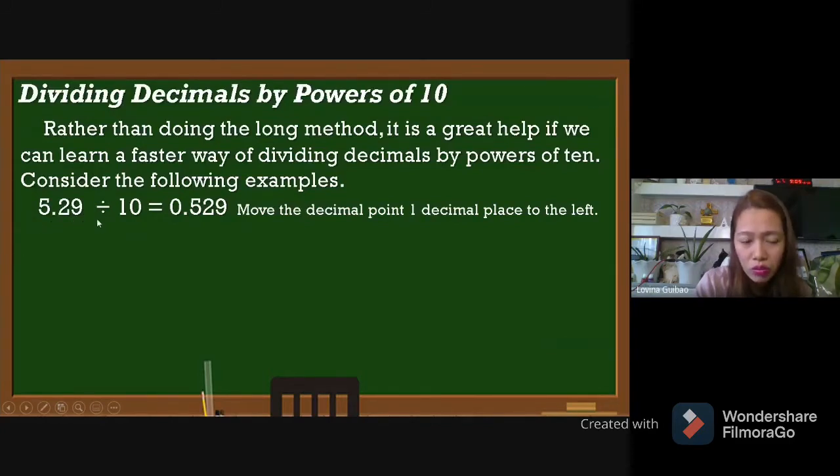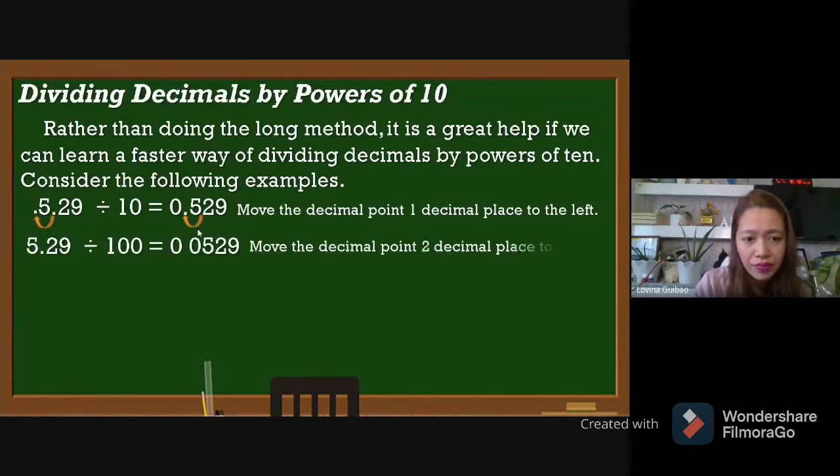How do we know kung ilang decimal place ang i-move? Tingnan mo kung ilan ang zero ng divisor mo. In the number 10, there's 1 zero. If there's 1 zero, isa lang ang movement mo papuntang kaliwa. So decimal point goes to the left. So the final answer is 0.529. Di ba madali lang? No need to do the long method. Okay. You just move it that way.